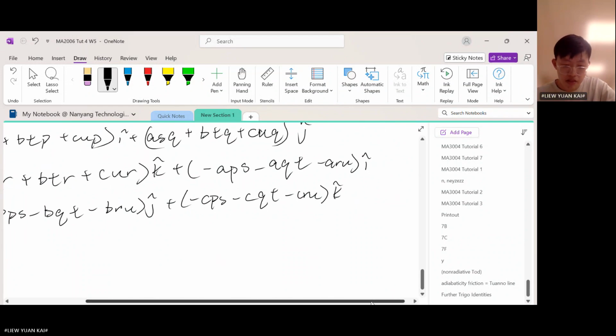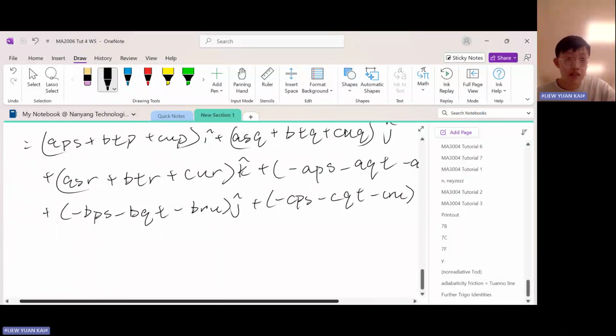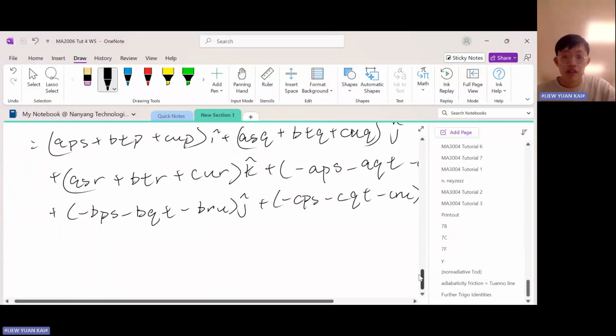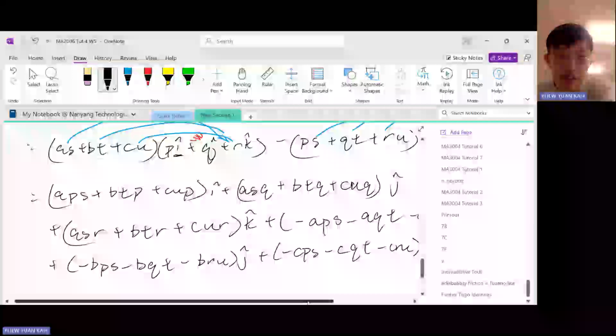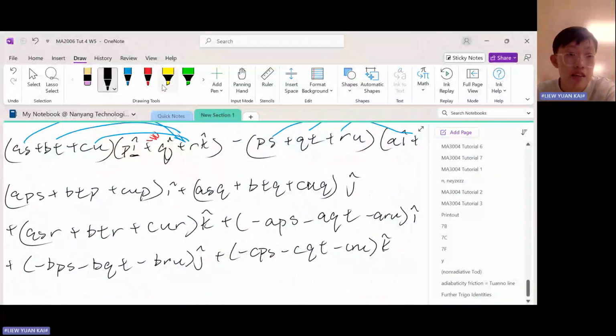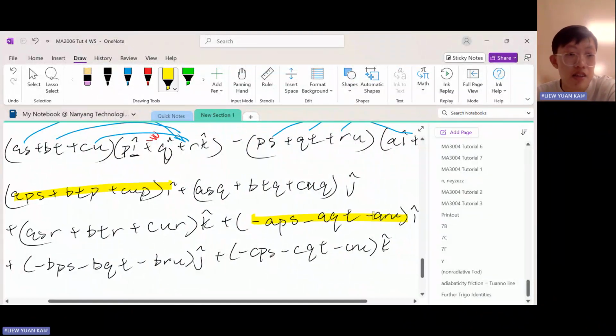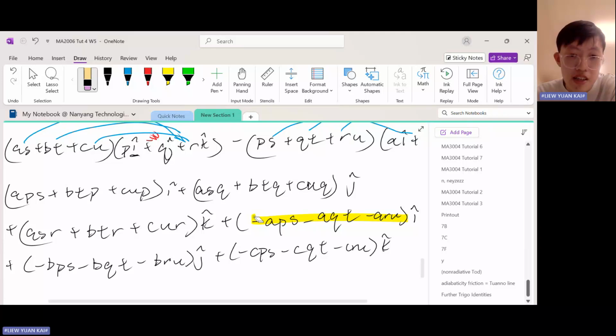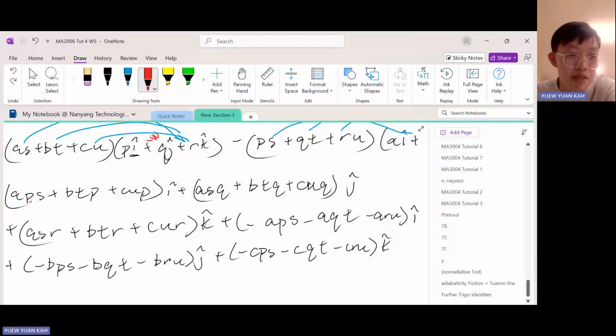Okay. So next we want to simplify. So let's take a look at the I components. We're gonna add up the I components, namely this one and this one. See if there is anything that can cancel out. And there happens to be some things that can cancel out. So take a look at here. Inside the brackets, we have positive APS minus APS. So they can cancel to become 0. This minus this. And that's it.